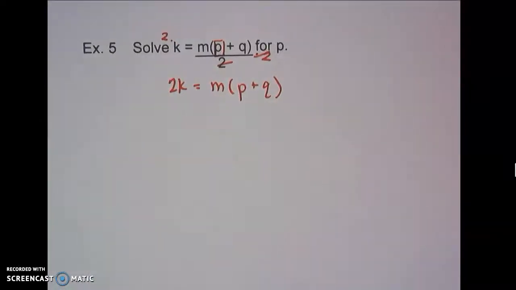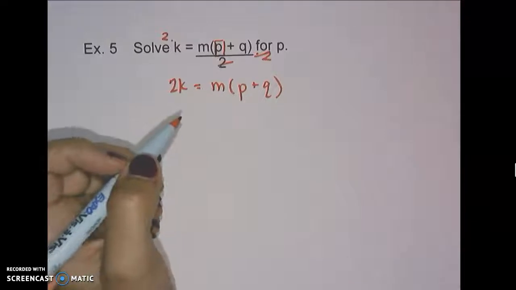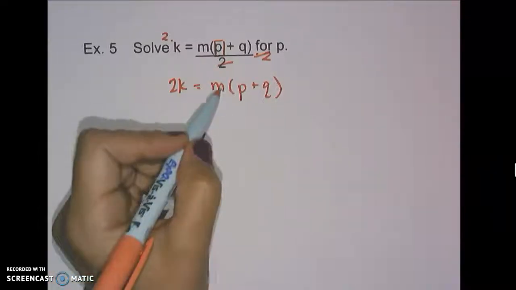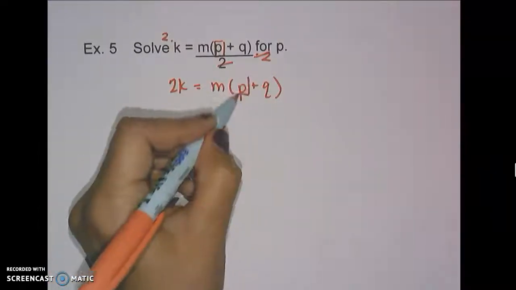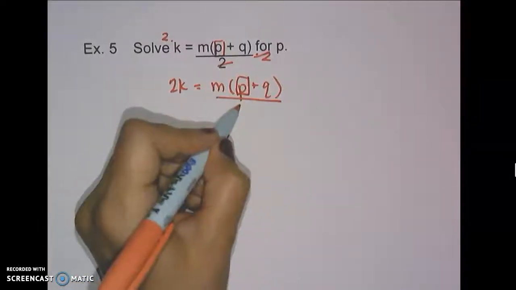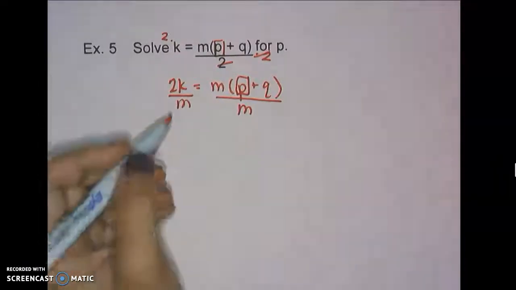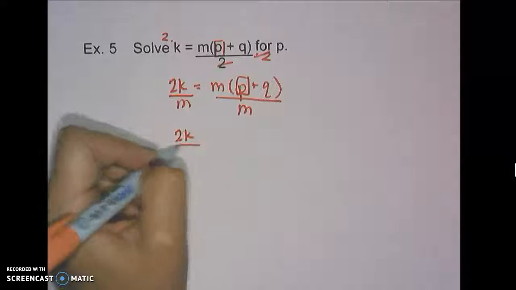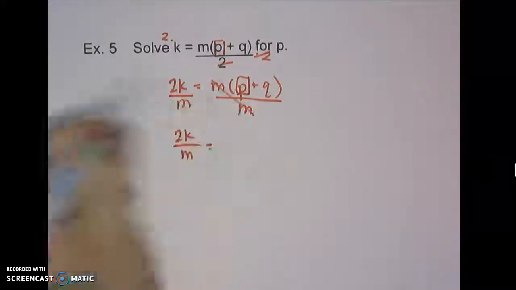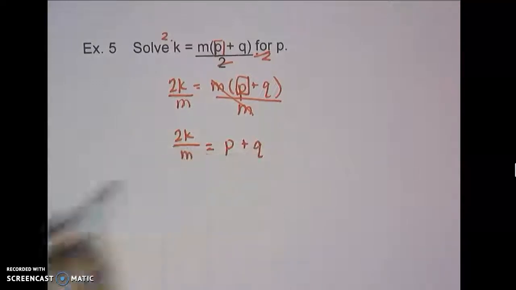Now there are multiple steps that you can do from here, different paths you can go. Instead of distributing the m in, which is something that you can do, I'm not going to do that. Since we're trying to get p by itself, I'm going to get rid of that m. This m is being multiplied, so we're going to divide it on both sides. 2k divided by m, no idea what that is, we're going to leave it alone. And that's going to equal p plus q.